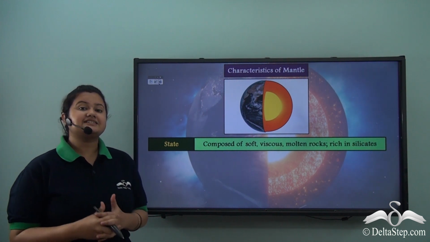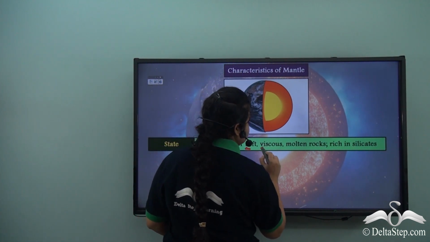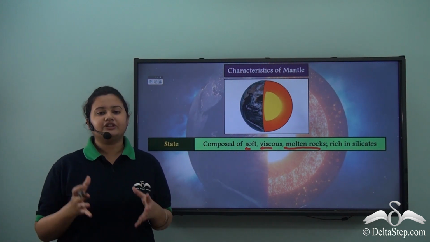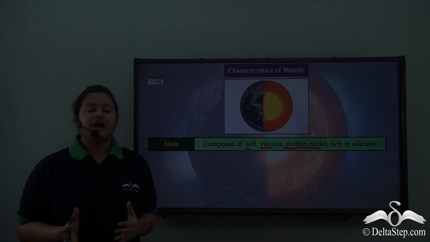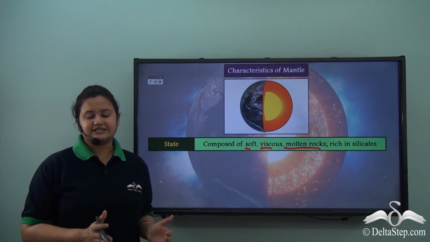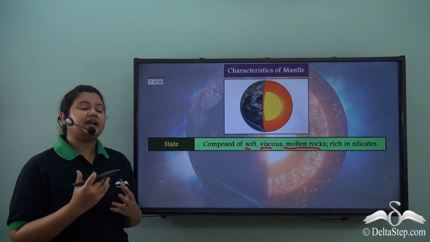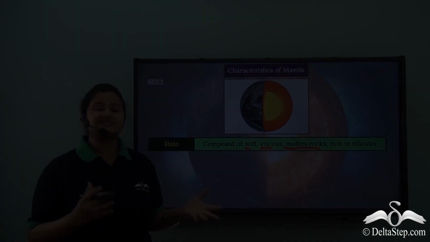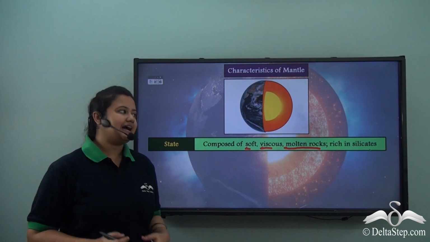Now, let's look at its characteristics. Mantle is composed of soft, viscous, molten rocks. I already discussed that the part of the earth that consists of viscous substances is called mantle. Now, we know that as depth increases, that is, as we move deeper into the earth, temperature rises, and due to this rise in temperature, the rocks present in mantle melt. So, we find molten soft rocks in mantle. Now, these rocks are rich in minerals like silicates.